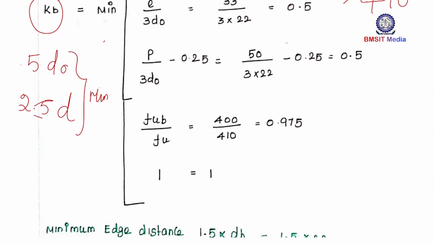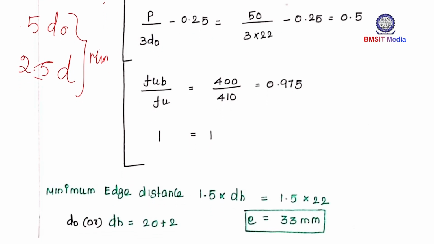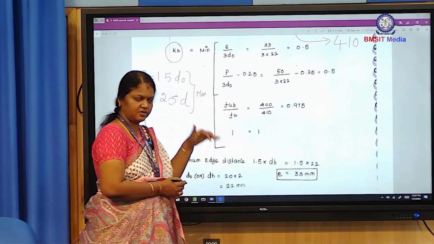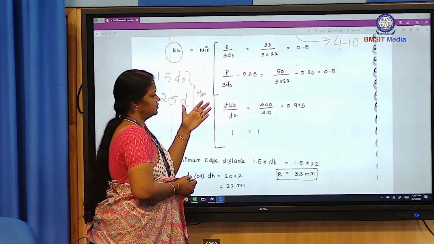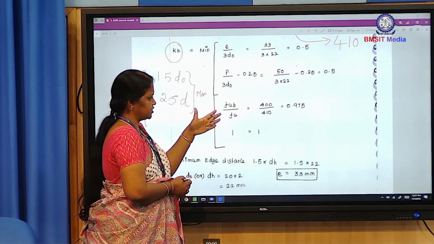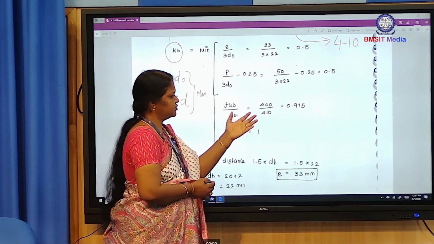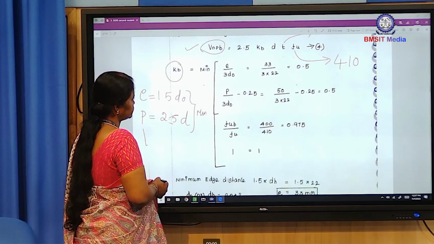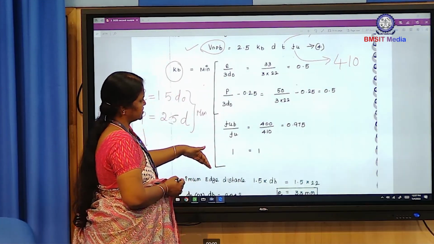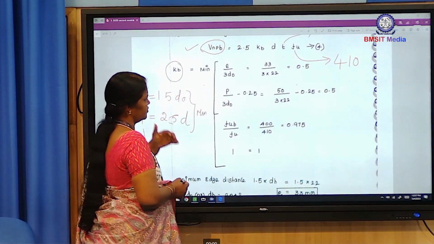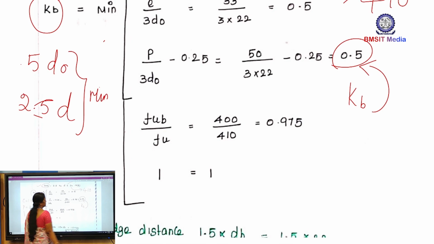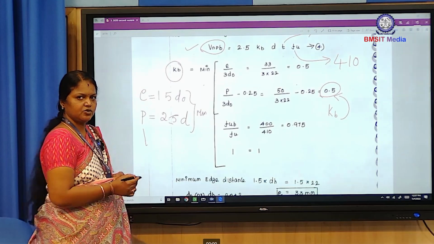And FUB divided by FU, what is FUB? FUB is the ultimate tensile strength of the bolt, that is 400, given in the problem. Next FU equal to 410, ultimate tensile strength of the plate. This will be equal to 0.975. The final value is 1. So we have 4 cases. Which one is minimum? 0.5 is minimum. So now K suffix B equal to 0.5.